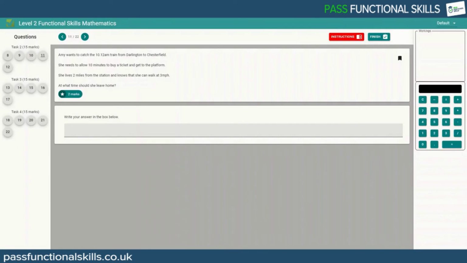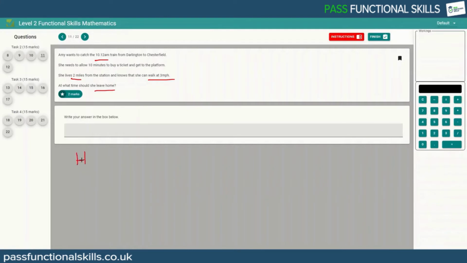Next, we get told that Amy wants to catch the 12 minutes past 10 train from Darlington to Chesterfield. She needs to allow 10 minutes to buy a ticket and get to the platform once she's arrived at the station. We're also told that she lives 2 miles from the station, and we're assuming that she walks at a constant speed of 3 miles per hour. The question's asking at what time should she leave home. So for these sorts of questions, it's often a good idea to sketch a timeline.